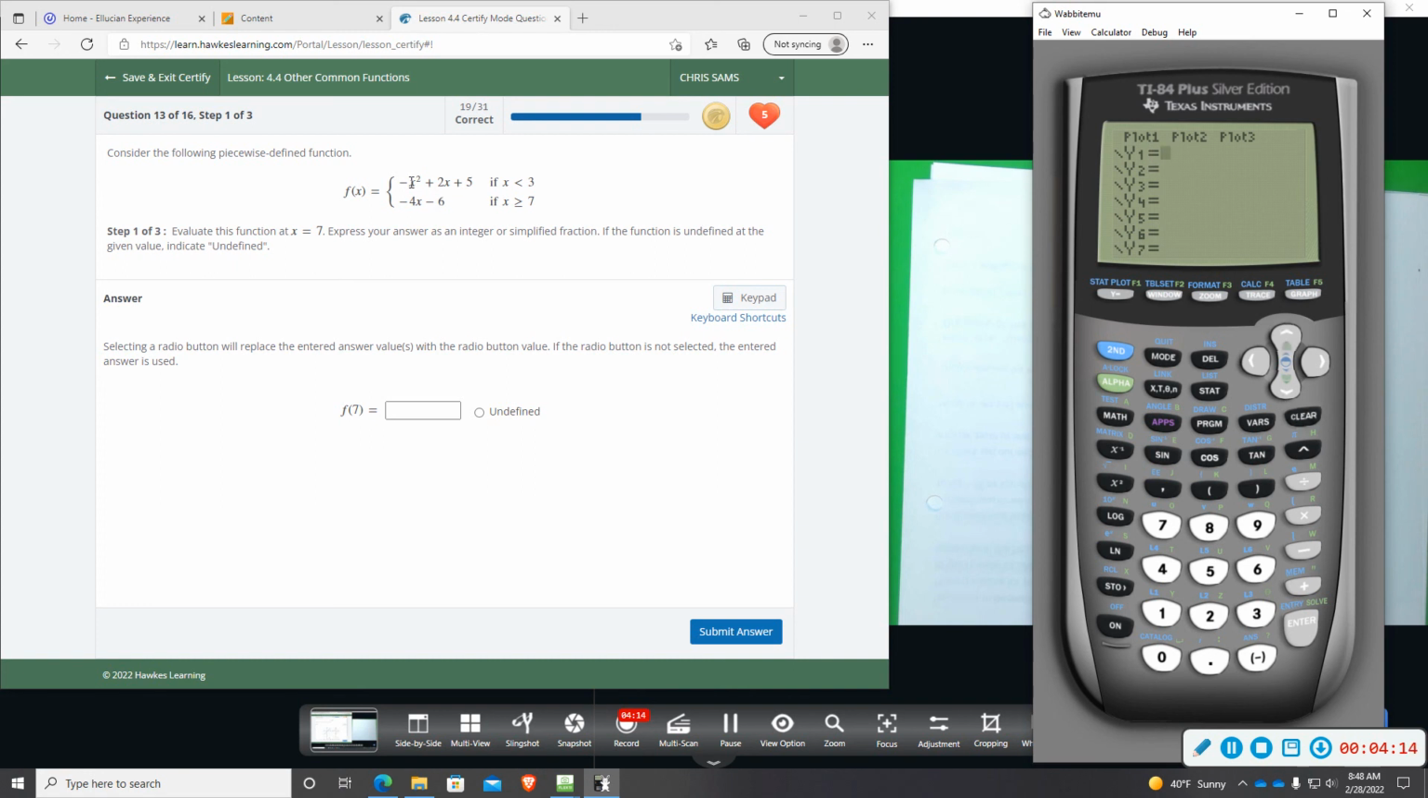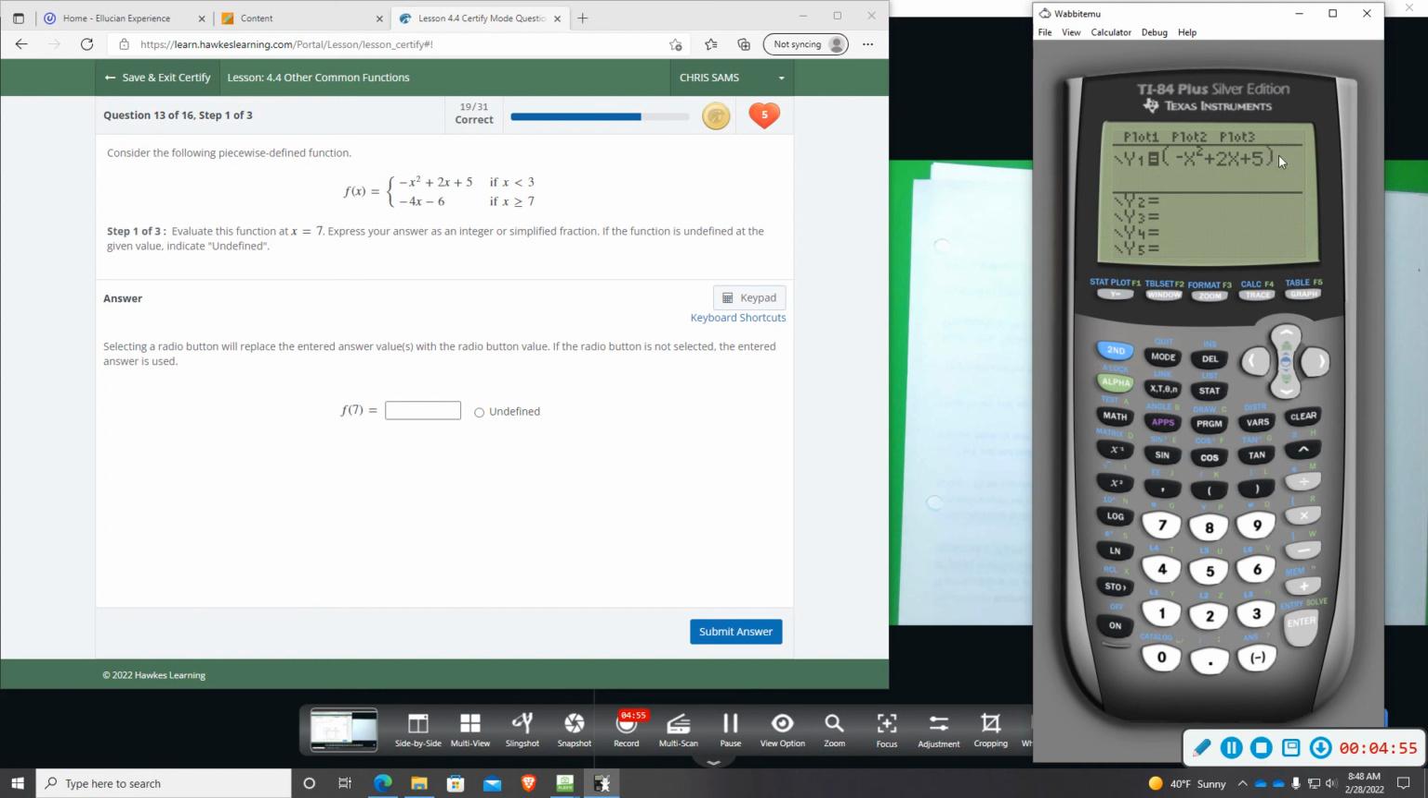And then for the first function, I'm going to type in negative x squared plus 2x plus 5. I guess I should have put this in parentheses first. Let me go back. In order to add parentheses, I have to do insert: the blue button, second, and then delete to insert. And I'm going to put this in parentheses. The reason I want to do that is because I'm going to add this restriction at the back.